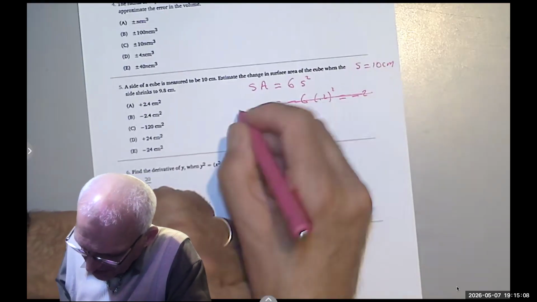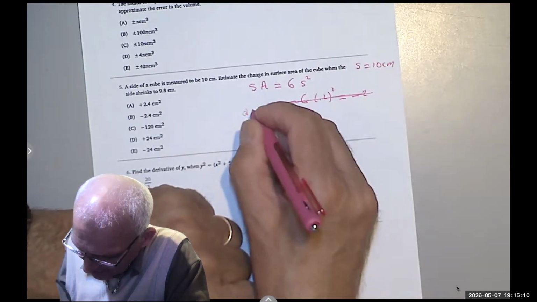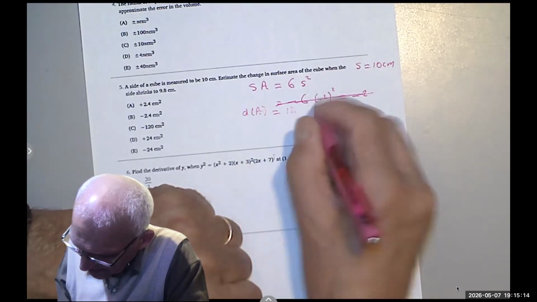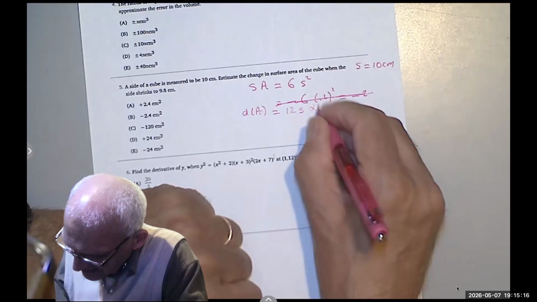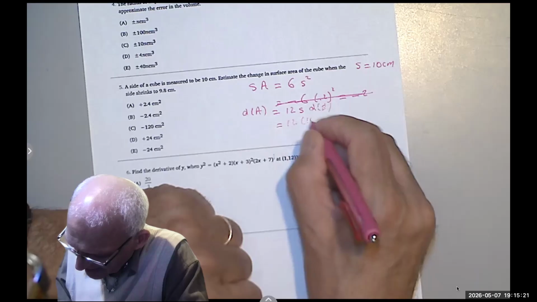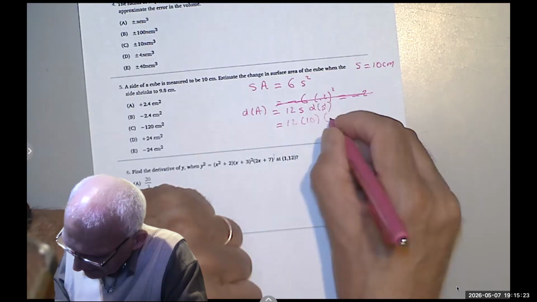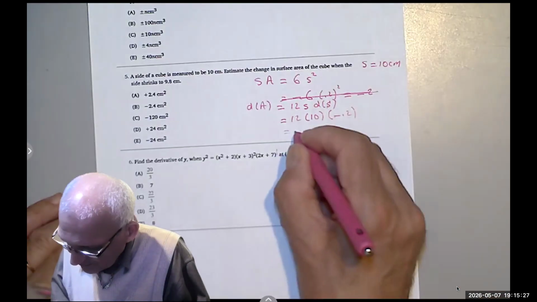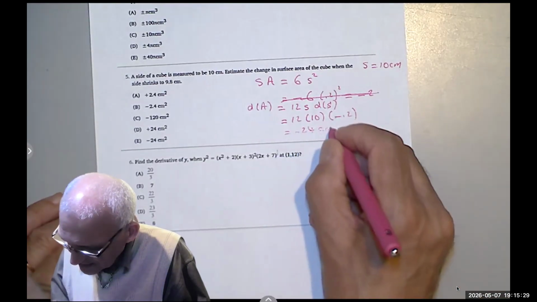No, the change, or dA, if we call that dA, equals 2 times 6, 12 S dS. So it's 12 times 10 times negative 0.2, right? So this would be negative 24 square centimeters.